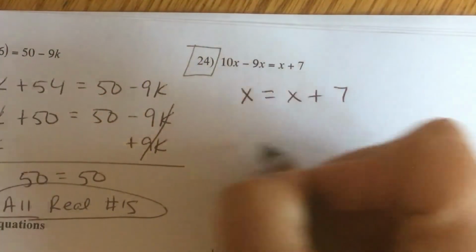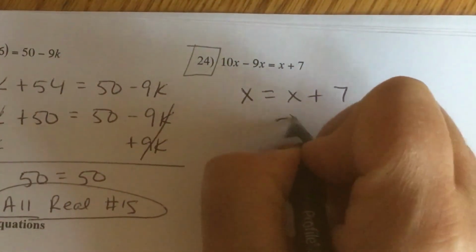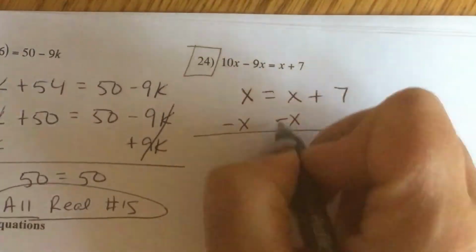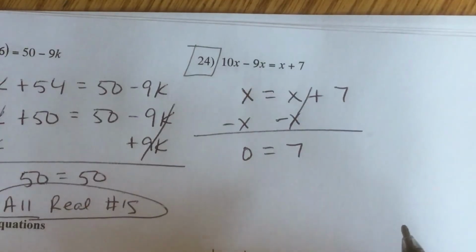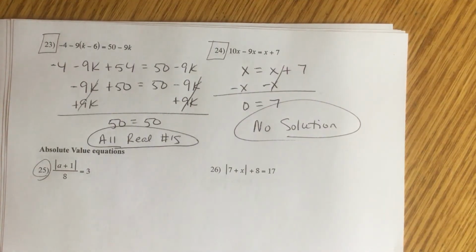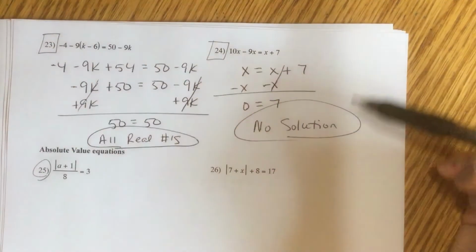So now I'm going to get my letters. I want to organize my letters on one side. So I'm going to subtract x from both sides. But that gives me 0 equals 7. Well, 0 equals... Okay, I want to just finish that. My iPad cut me off, but I was just about done.